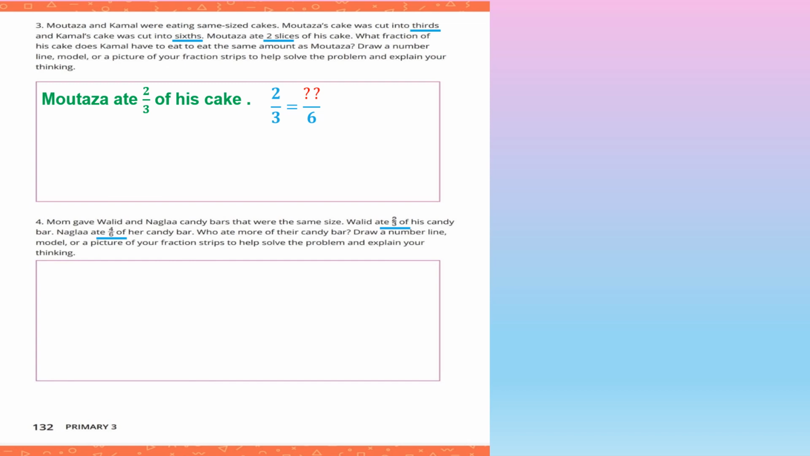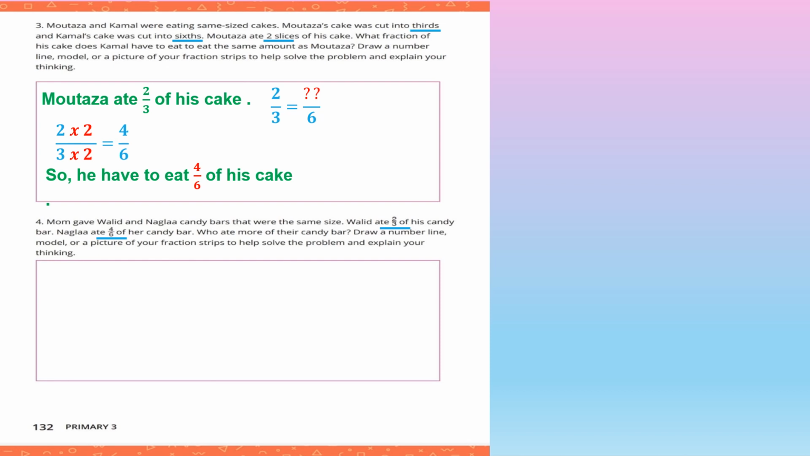The denominator here is 3 and here 6. So 3 times what equals 6? 3 times 2. Great. So I will multiply the numerator also by 2. 2 times 2 equals 4 over 6. So Kamal has eaten 4 over 6 of his cake.